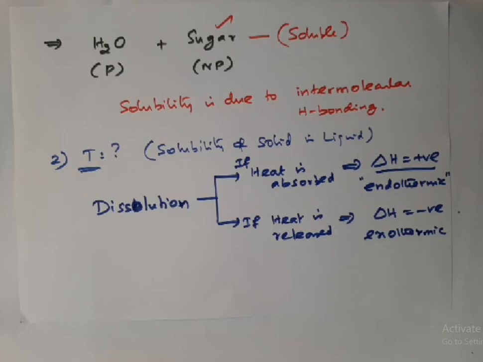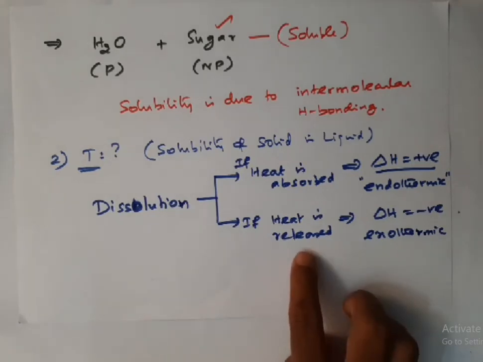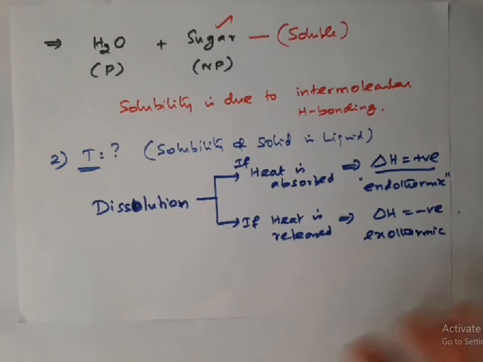We call that solution an endothermic solution. In some substances, suppose you take concentrated sulfuric acid and add it to water. If you touch the vessel, the surface of the vessel appears hot. Why does the vessel appear hot? Because heat is released here. If heat is released, we call that solution an exothermic solution.